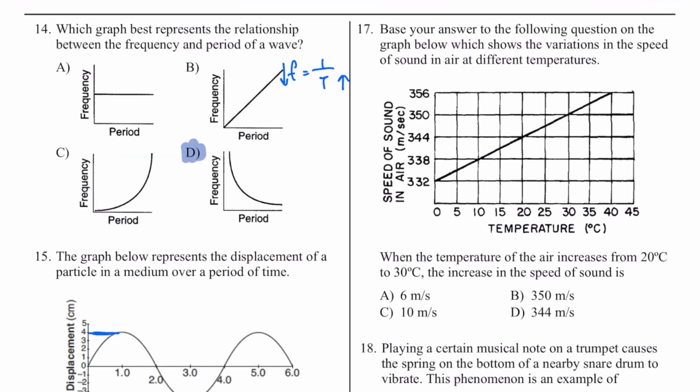17. Base your answer to the following question on the graph below, which shows the variations in the speed of sound in air at different temperatures. When the temperature of the air increases from 20 degrees Celsius to 30 degrees Celsius, the increase in the speed of sound is what? So at 20 degrees, the speed is 344 meters per second, and at 30 degrees, the speed is 350 meters per second. So there's an increase of 6 meters per second.